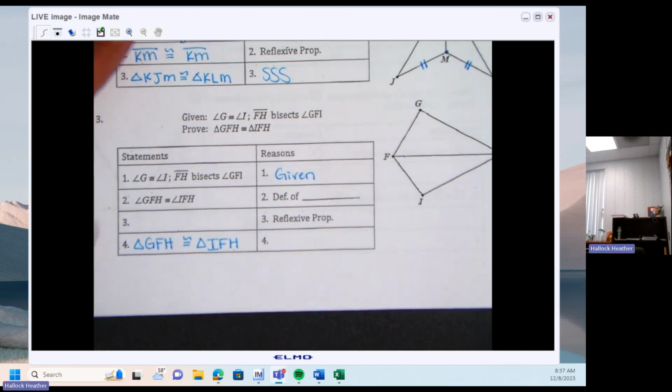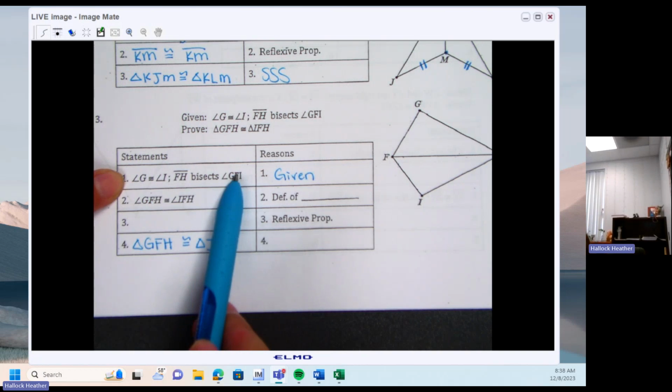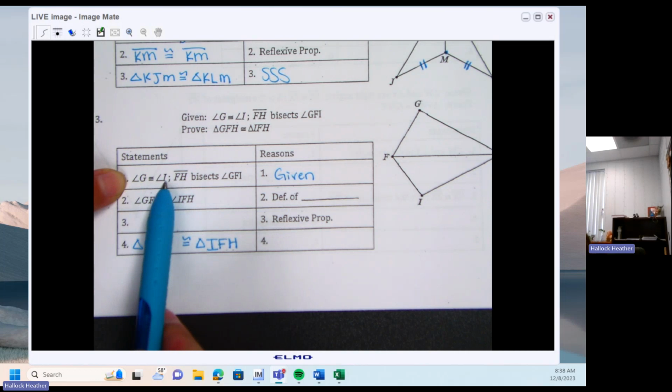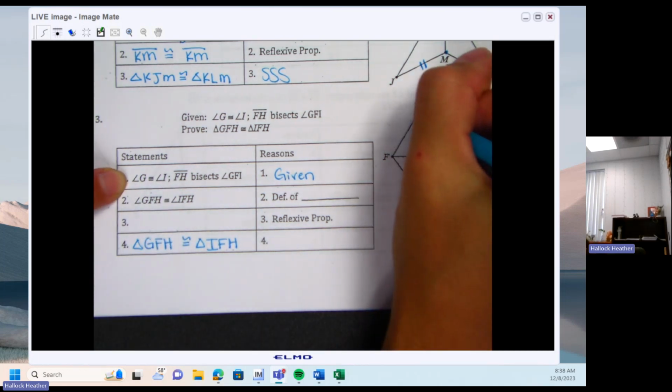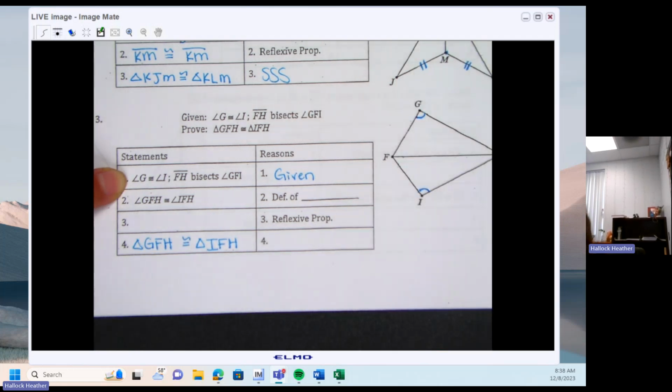Okay, so those are the 2 things that you should have been able to fill out so far, at least right off the bat, without having to think too much. So I know this information, I'm going to add it to my picture. It says given, I know angle G is congruent to angle I. So we're adding to the inside, it's an angle. I'm adding a little arc because the angles are congruent, not the sides. The sides we use a little line, the angles we use an arc.